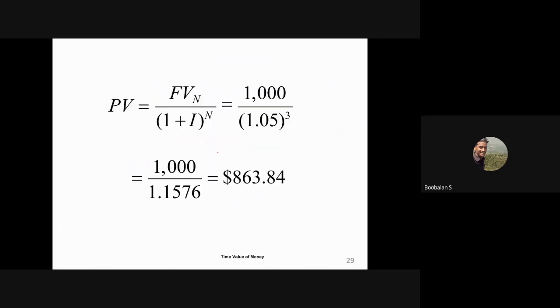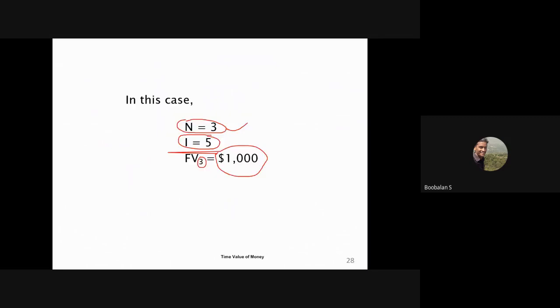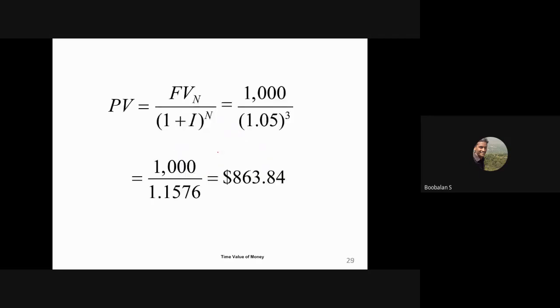That is the payment. How much did I pay so that I get $1,000 after 3 years? That was the question. I hold for 3 years at a 5% interest rate, and after 3 years I'm getting paid $1,000. So how much would I have invested? That is FV divided by (1 plus I) to the power n.